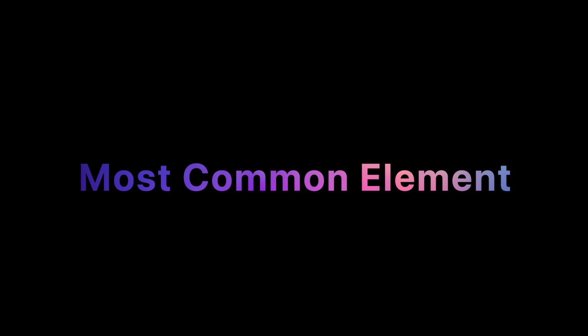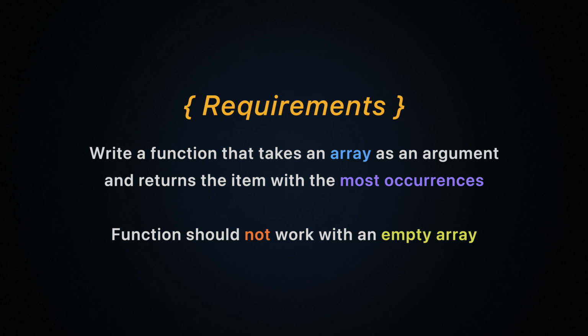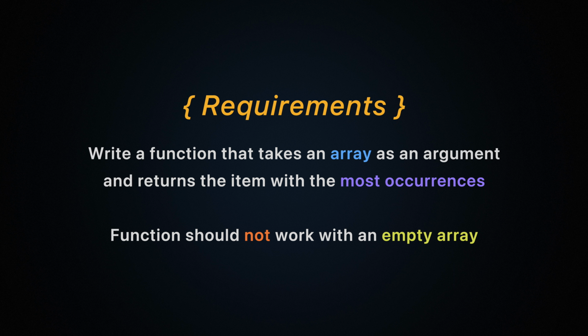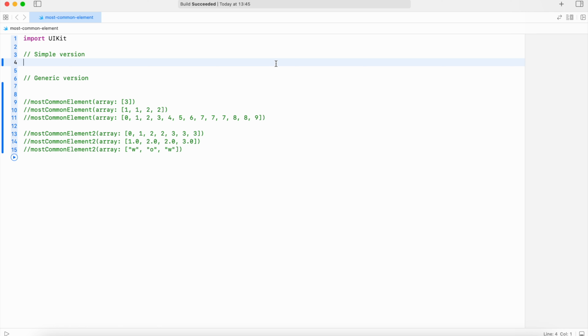Today we're talking about one very popular challenge called most common element. Briefly about the requirements: write a function that takes an array as an argument and returns the item with the most occurrences. The function should not work with an empty array. So now let's go to the code and start from the simple version that works with integers. Then we'll update it to work with generics.